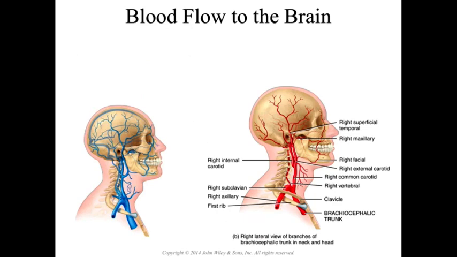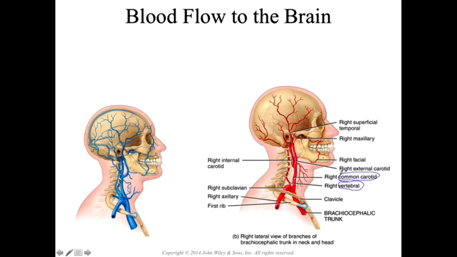Blood flow to the brain. The brain's going to occupy about 20% of the blood at any given time. But how does blood get up there? Well, we have two major routes. We have vertebral arteries, and then we have the common carotid artery.